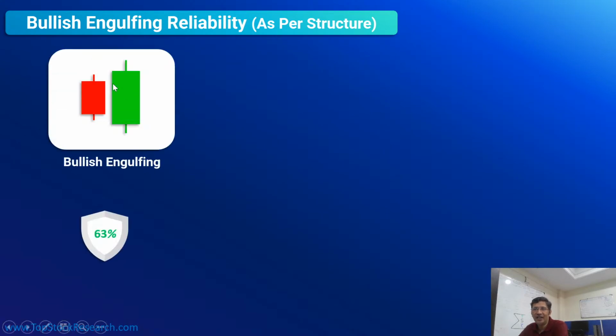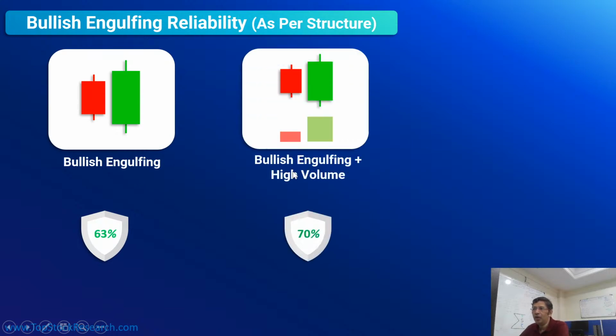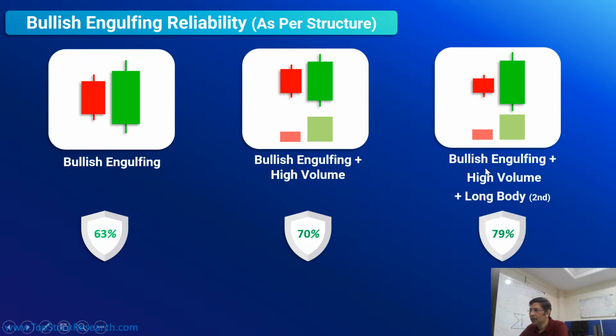Bullish engulfing reliability as per the structure. If it is a standard pattern formed somewhere, its reliability is about 63%. If it is formed with higher volume, the reliability increases to about 70%. So higher volume tells you the conviction that the market really feels the price should go up. If it is a small volume, it should be seen with a lot of caution. If it is engulfing, high volume, long body, the confidence should go higher.